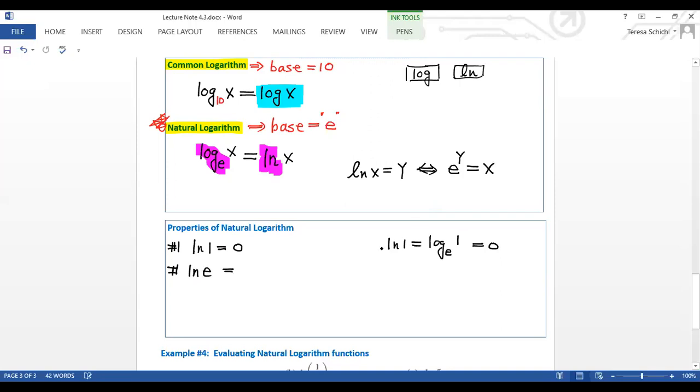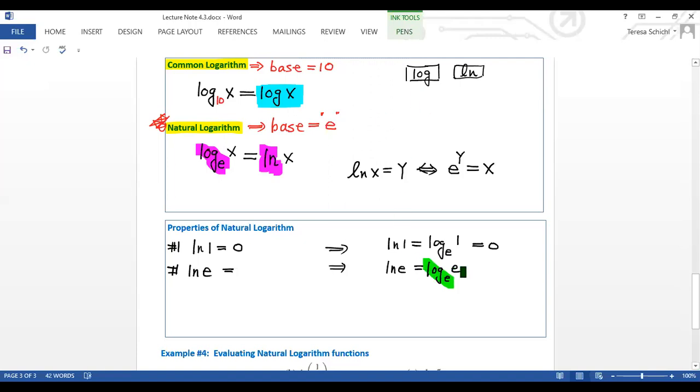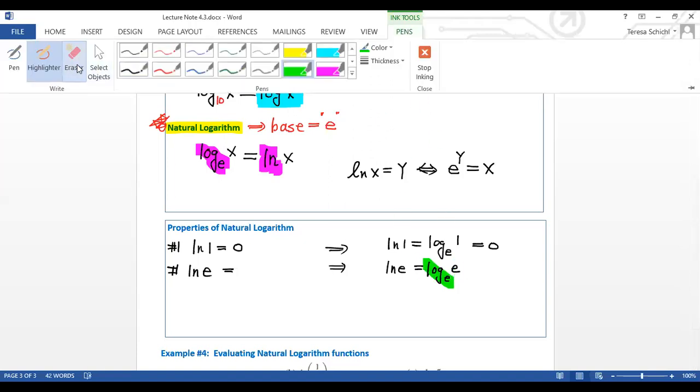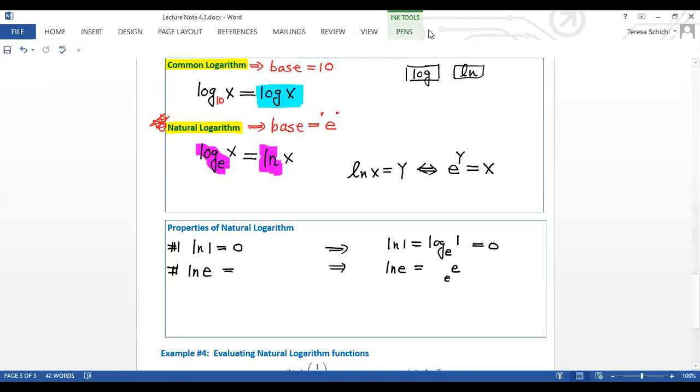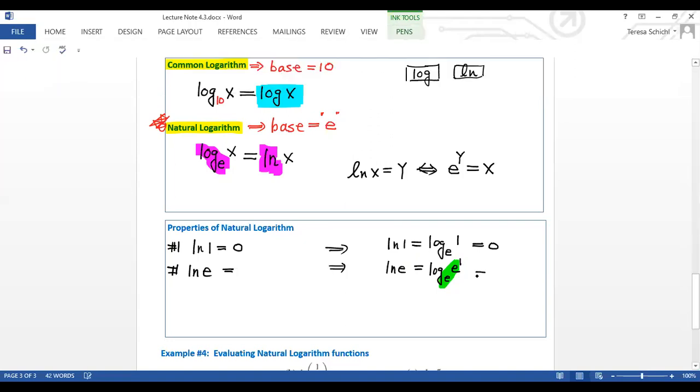The next one is the natural log of e. What is that? The natural log of e really is log_e of e. Basically, if you see the e and the e, you can cross them out. And because this e is to the power 1, the answer here is 1.